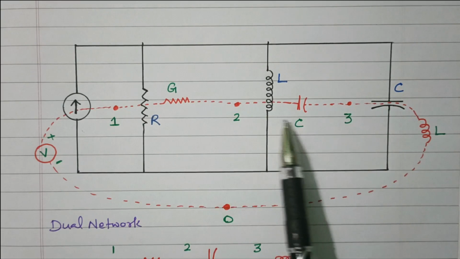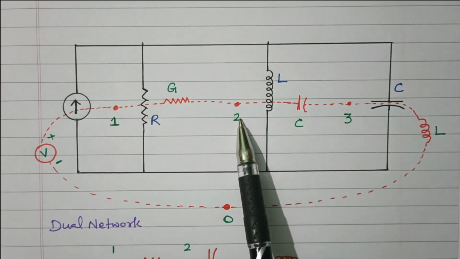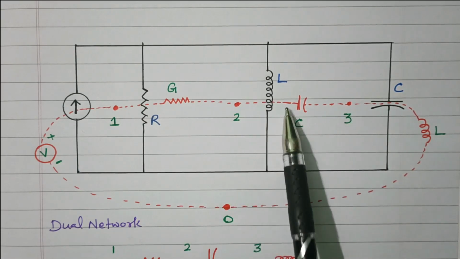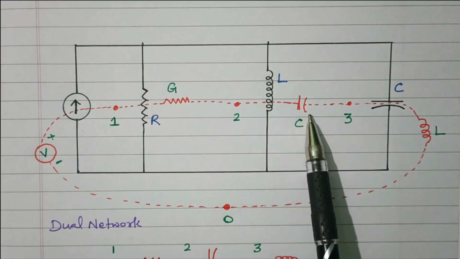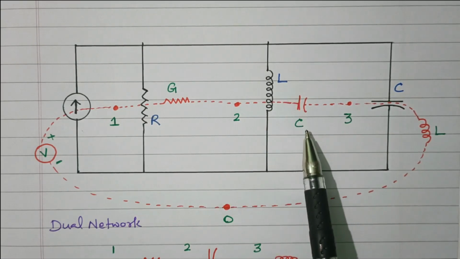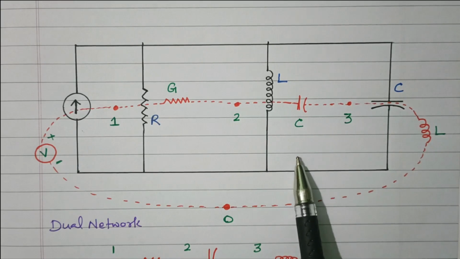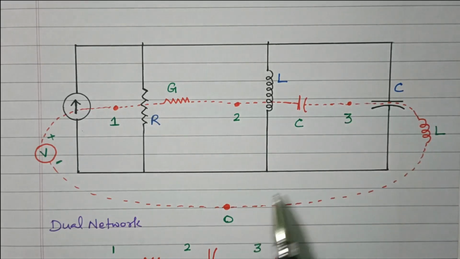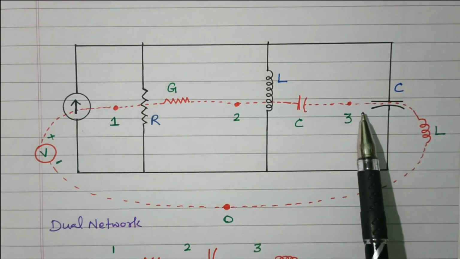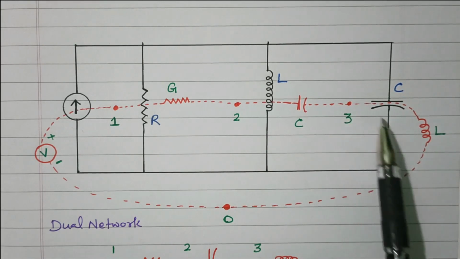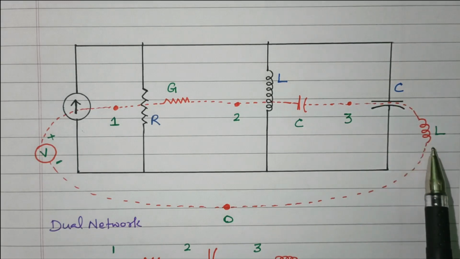And dot 2 and 3. The dotted lines are drawn between dot 2 and 3 through the inductor. So this inductor will be converted into a capacitor. L is converted to capacitor C. Then 3 and 0. Between 3 and 0 we have a capacitor. The dotted lines are drawn between point 3 and 0 through the capacitor. So this capacitor will be converted into an inductor in the dual network.